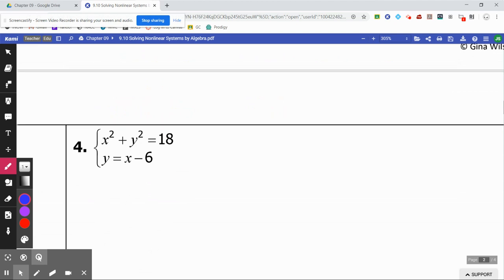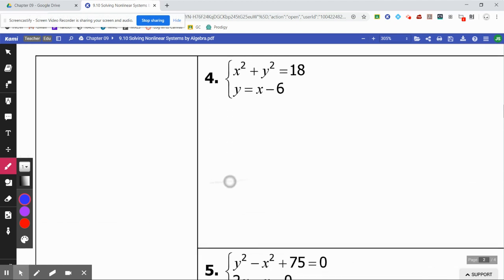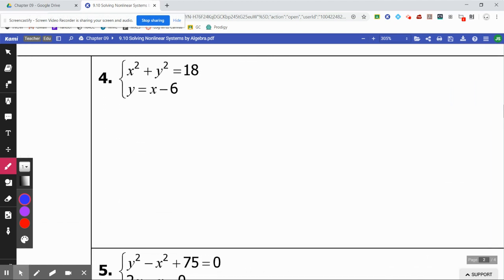Okay, number 4. We have a circle and we have a line. We really don't want to try to get x's or y's to cancel, so our best method here is going to be substitution. y equals x minus 6, so plug that in for y. We now have x squared plus, in the place of y, we're going to put x minus 6, squared, equals 18.